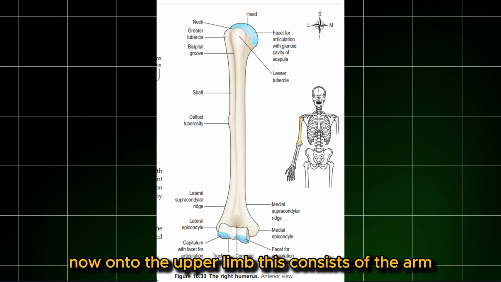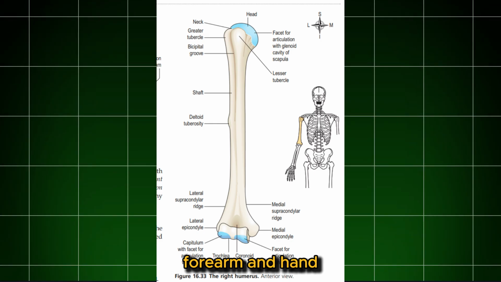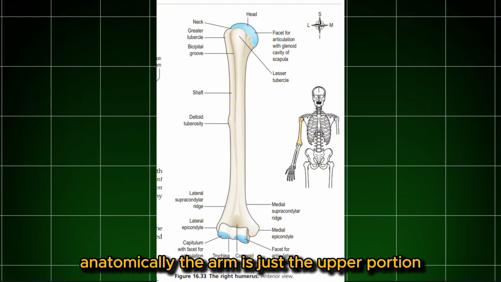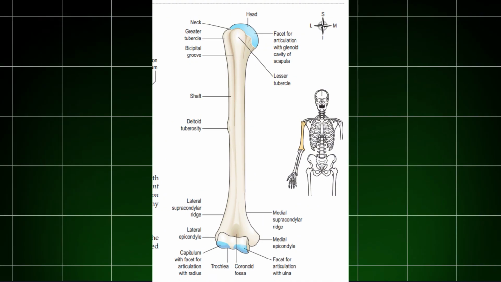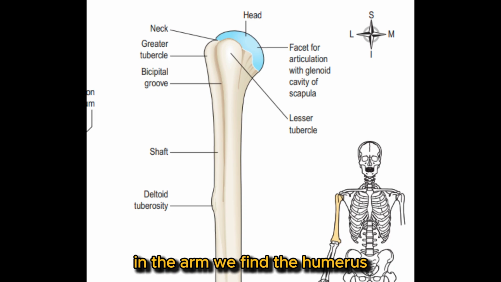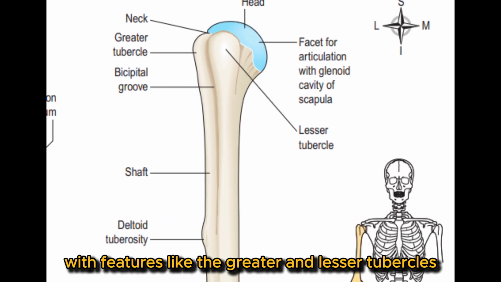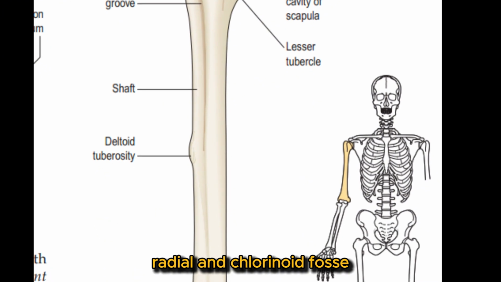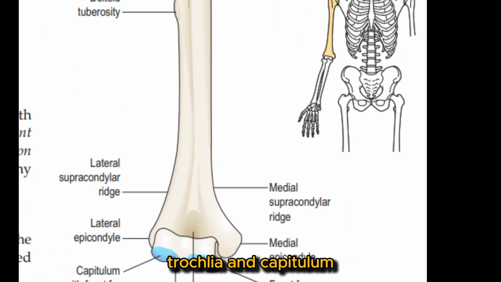Now, onto the upper limb. This consists of the arm, forearm, and hand. Though we commonly refer to the whole thing as an arm, anatomically, the arm is just the upper portion. In the arm, we find the humerus, a typical long bone with features like the greater and lesser tubercles, radial groove, medial and lateral epicondyles, radial and coronoid fossae, trochlea, and capitulum.